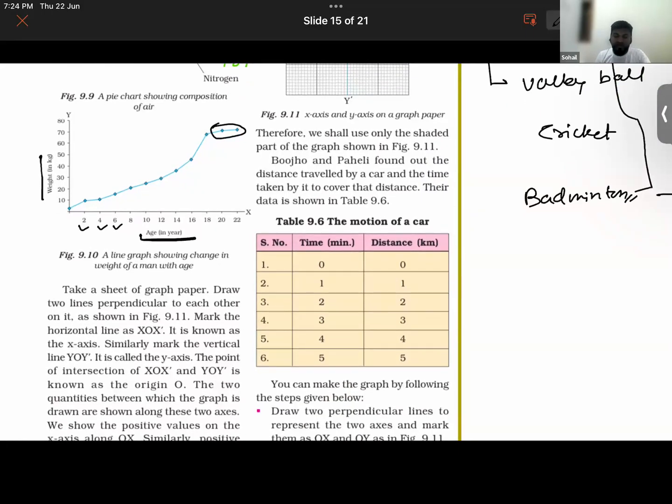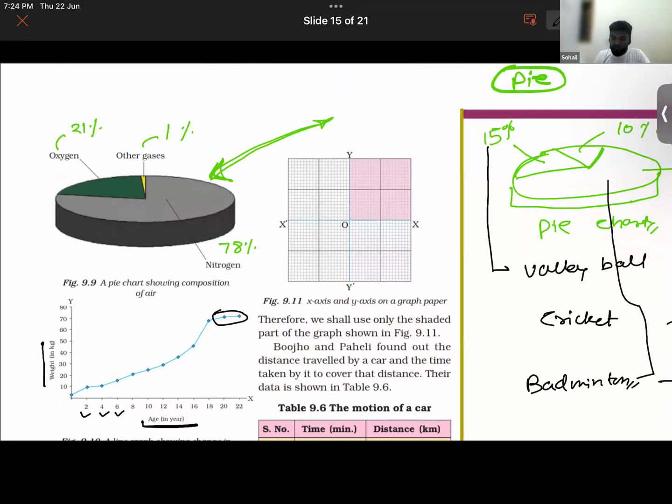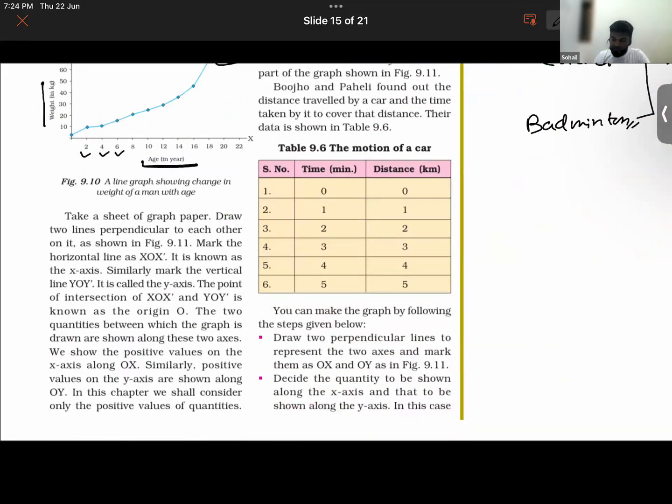So this is a line graph, right? Yes, okay, sir. Now this thing is pretty simple. This figure is basically representing the x-axis and y-axis on a piece of graph paper. All right.